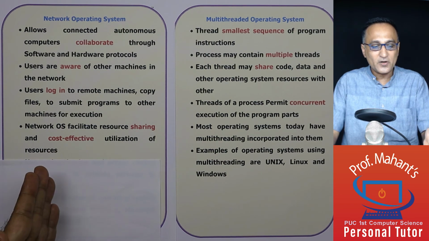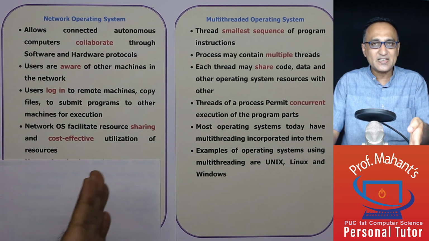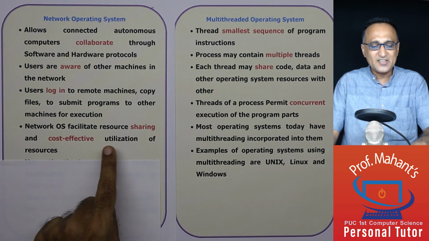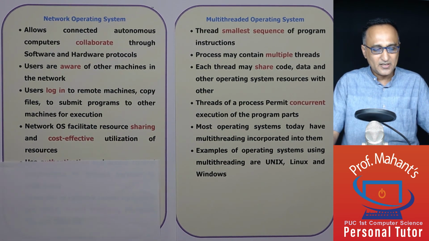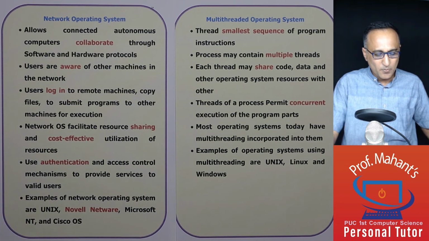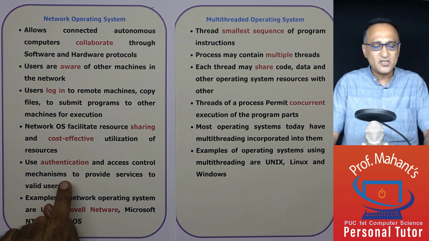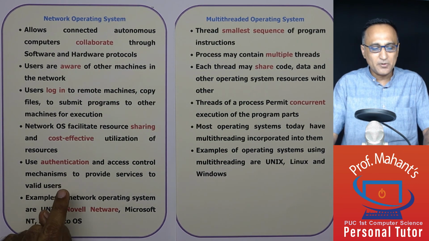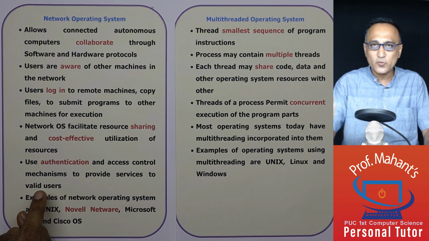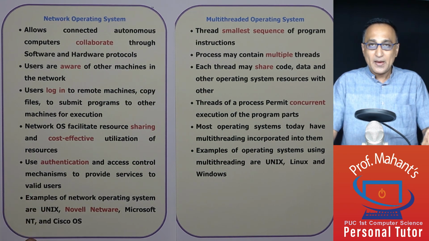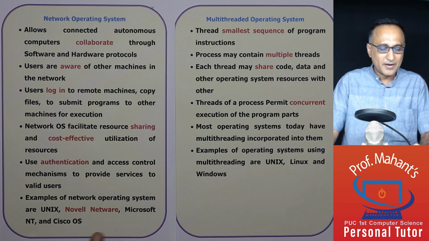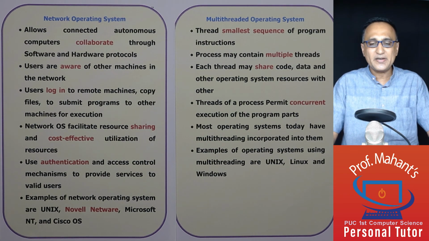The advantage of a network is, as I told you, you don't need 100 printers and 100 scanners. It facilitates resource sharing, reduces costs, and ensures effective utilization of all the resources. But when you have a network operating system, you need to have authentication and access control so that only people who are part of that network are able to log into the network and utilize the services provided by the network operating system. Examples of network operating systems are Unix, Novell NetWare, Microsoft NT, and Cisco operating system.